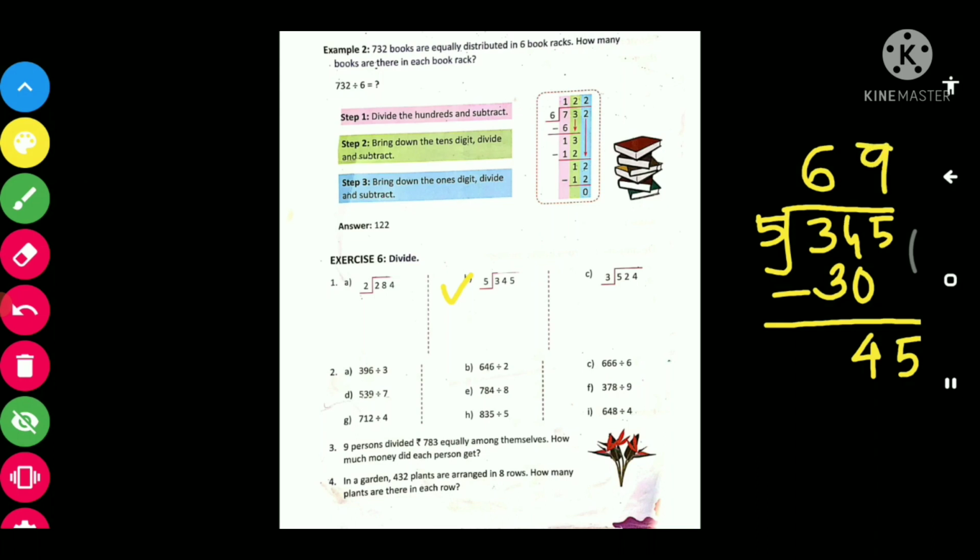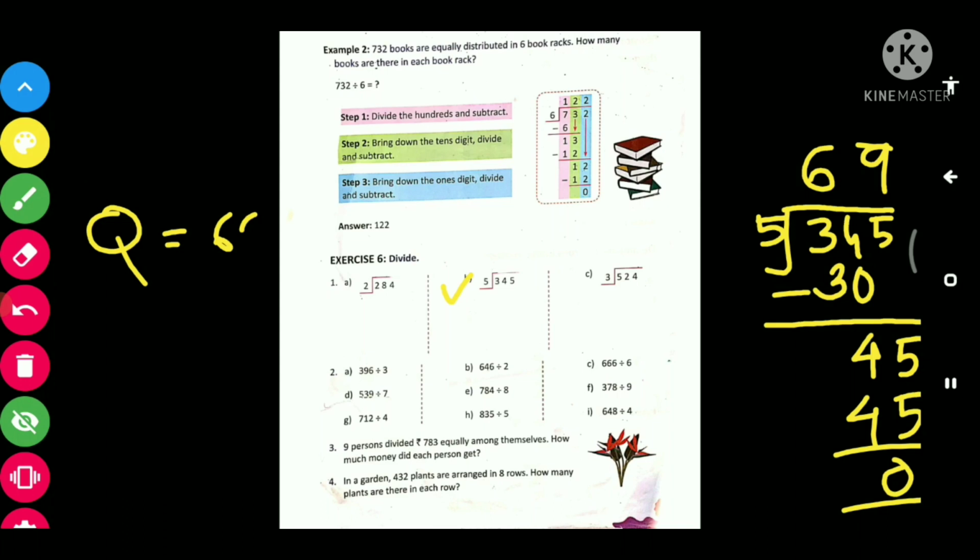5 9s are 45, and now we got 0. So our answer is 69. Remainder is 0. Okay.